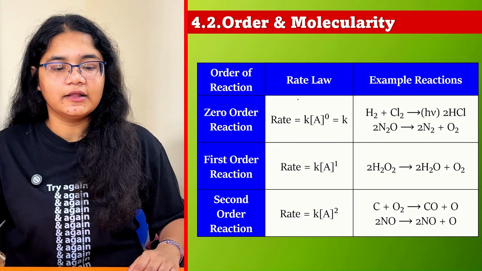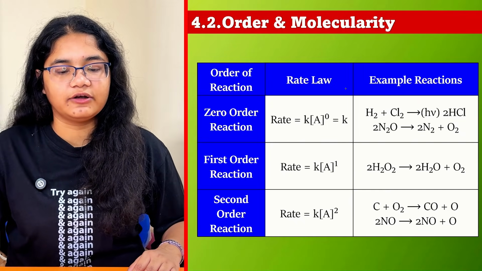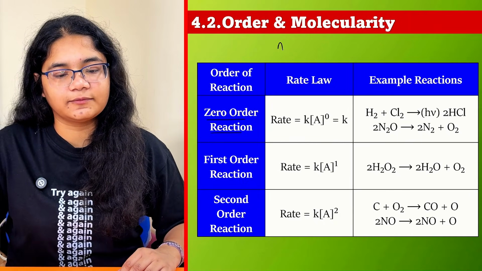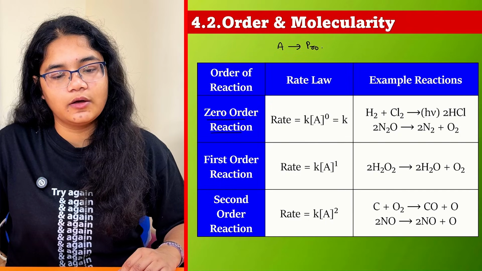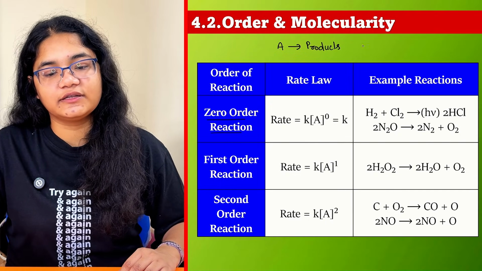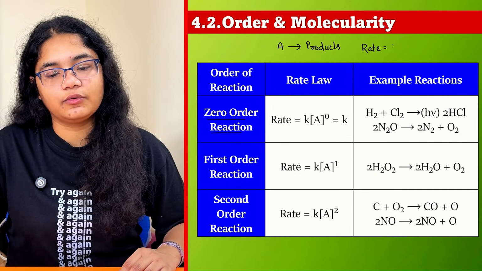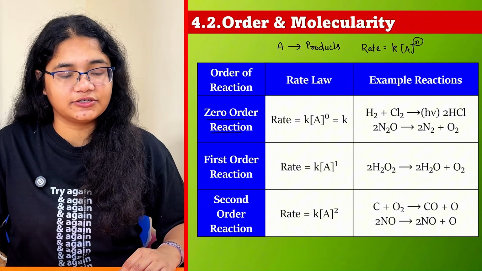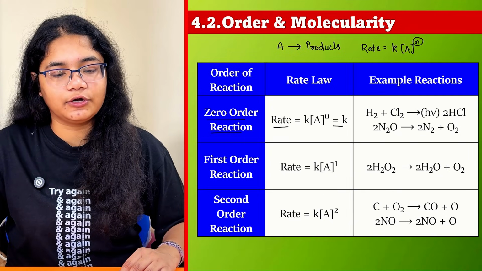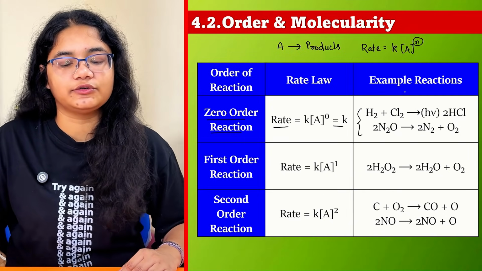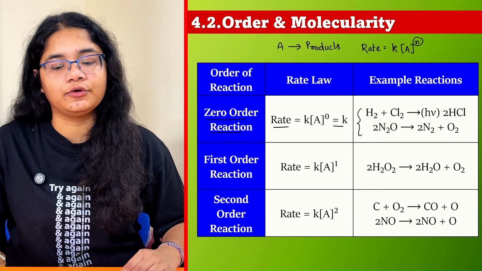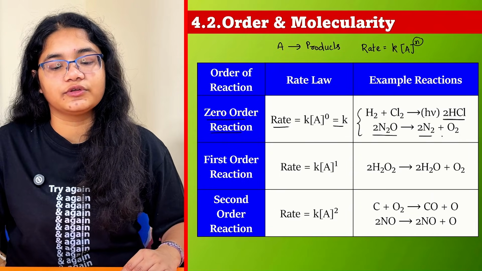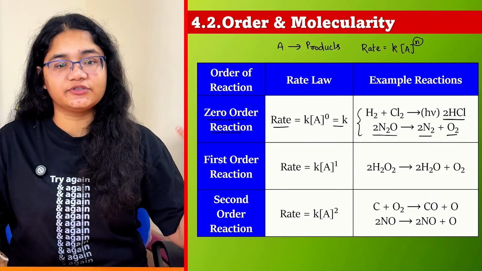Now let's talk about the rate law for different conditions. If it is a zeroth order reaction, what is the rate? Suppose this is a reactant, A gives you products. Then rate will be equal to k into a to the power of n, right? Now if it is a zeroth order reaction, rate is simply equal to k. There are some examples of zeroth order reactions. If you have H2 plus Cl2 in the presence of h nu, that gives you 2HCl. Then if you have 2N2O, it decomposes to give you 2N2 plus O2. So these are all examples of zero order reactions.